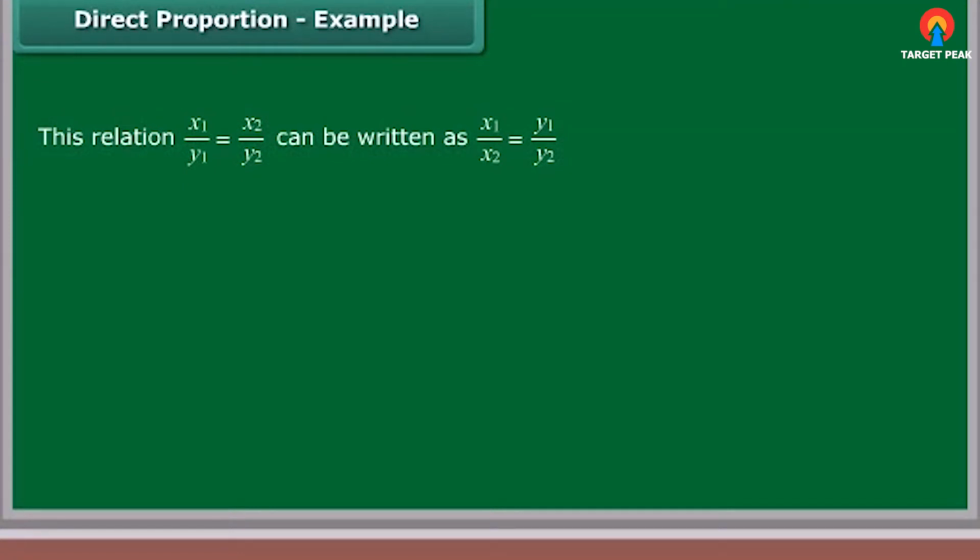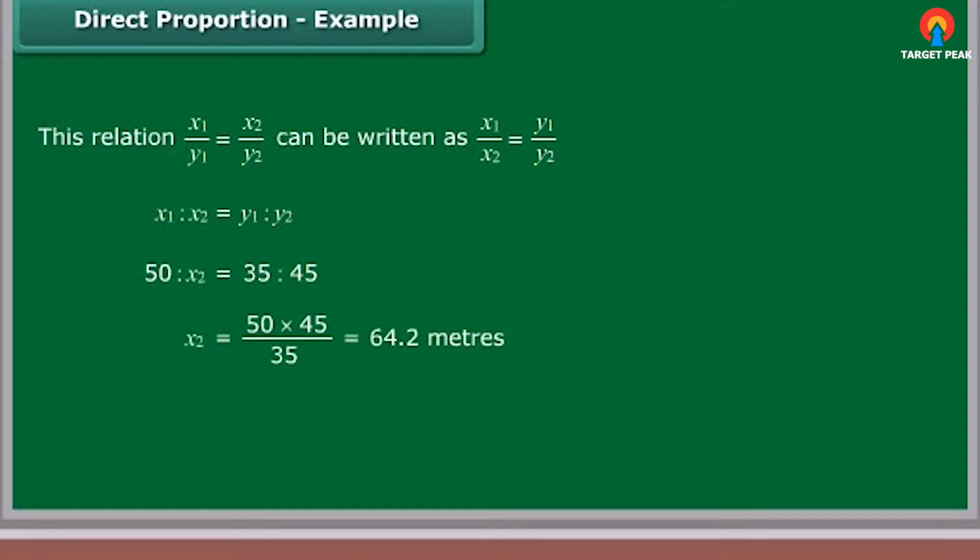Or this relation, X1 upon Y1 is equal to X2 upon Y2, can be written as X1 upon X2 is equal to Y1 upon Y2. X1 is to X2 is equal to Y1 is to Y2. 50 is to X2 is equal to 35 is to 45. X2 is equal to 50 into 45 upon 35, which is equal to 64.2 meters.